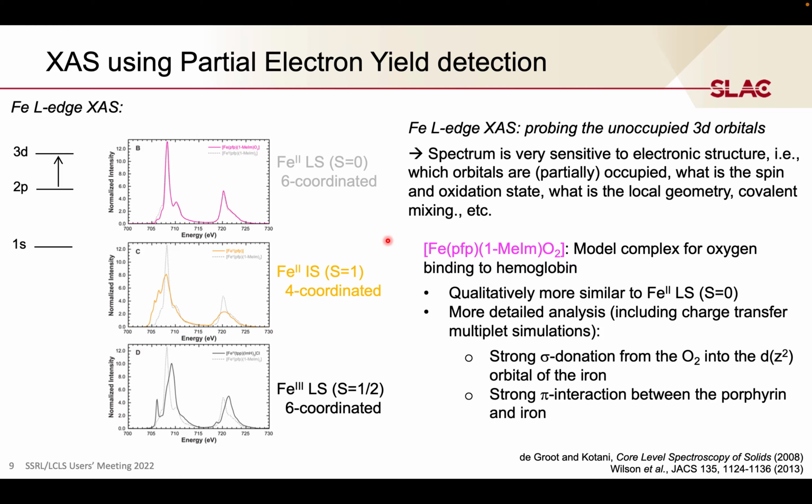And so in this study here, what they found, first of all, is that the spectrum is more similar to an iron 2 low spin, S equals 0. But a more detailed analysis gave more in-depth information: there's a strong sigma donation from the O2 into the z-squared orbital of the iron, as well as a strong pi interaction with the porphyrin and the iron. And this had all been measured using the partial electron yield.